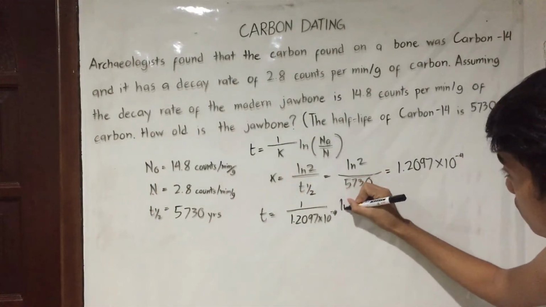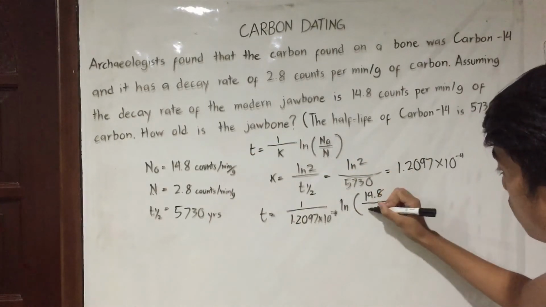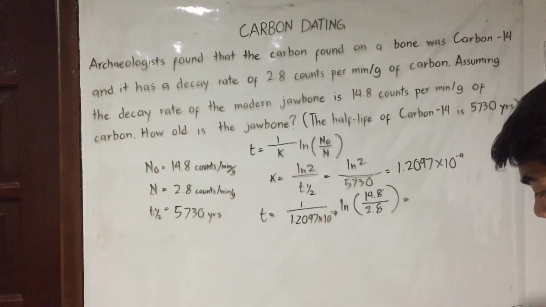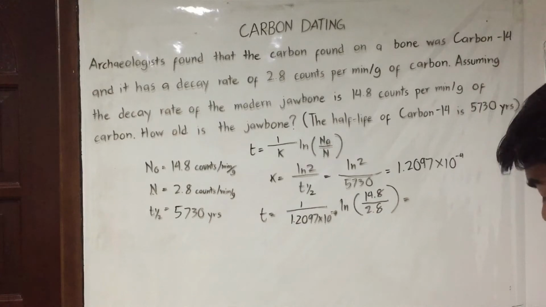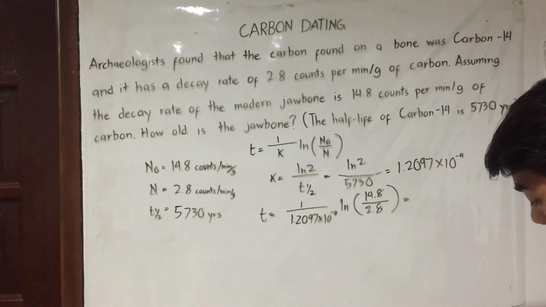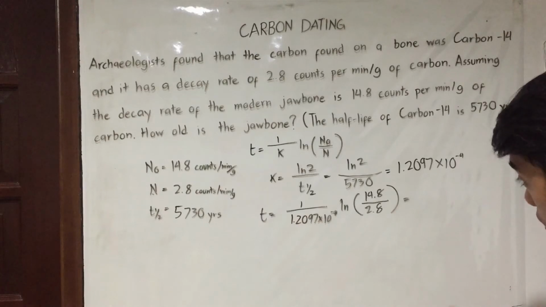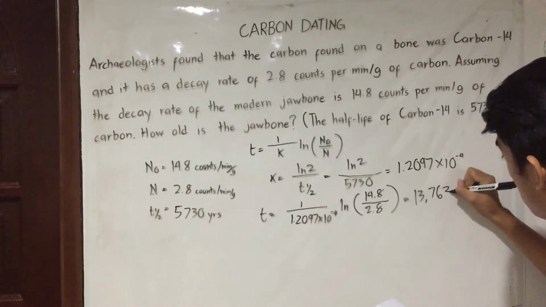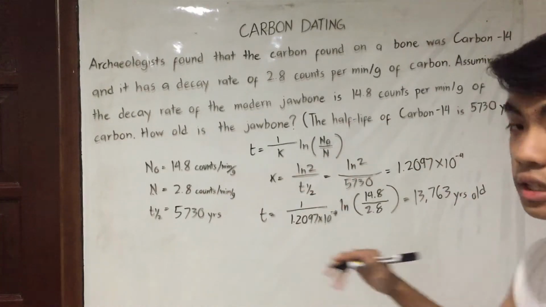This is times ln of 14.8 over 2.8. If we're going to solve that, 1 over 1.2097 times 10 raised to -4 times ln of 14.8 over 2.8 is equal to 13,763 years old. And that's the answer for this sample problem in carbon dating.